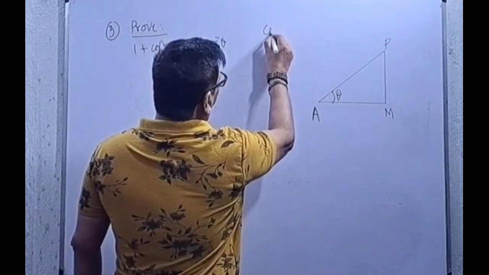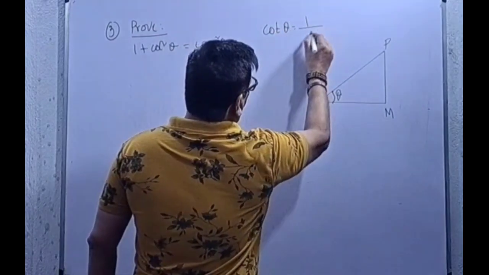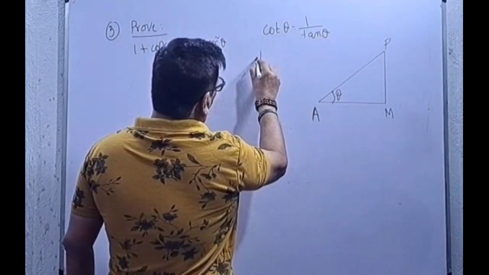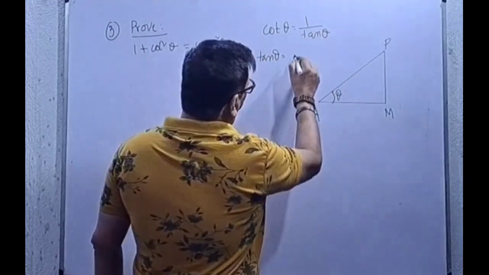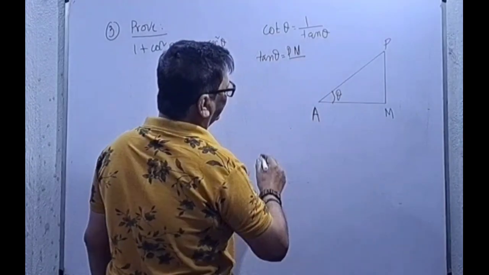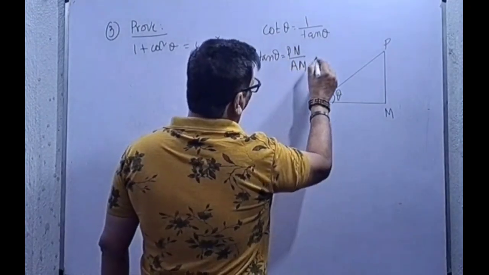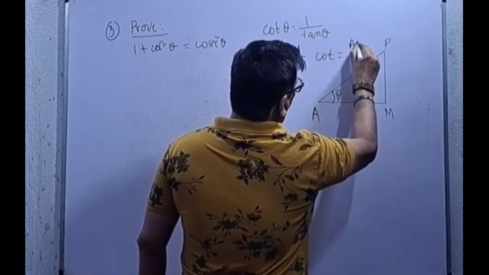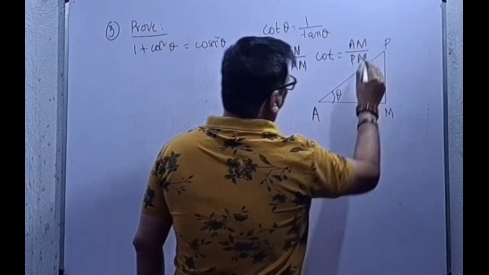So cot theta is 1 by tan theta, right? Now tan theta is equal to PM by AM. So cot theta will be the reciprocal of that, so AM by PM. Is it understood?